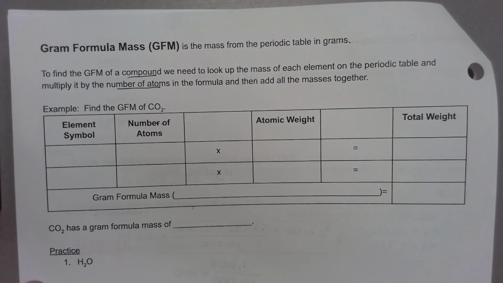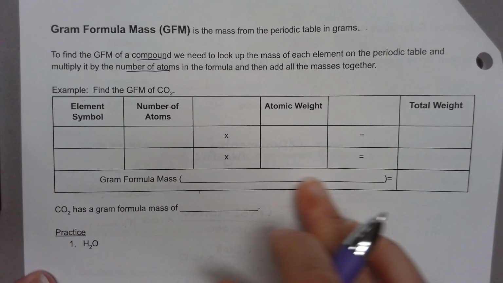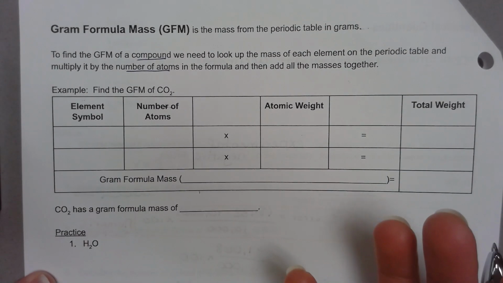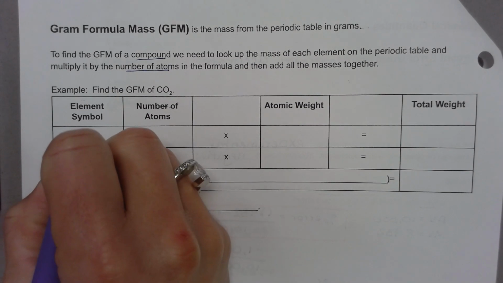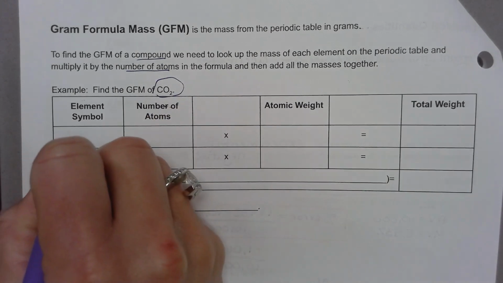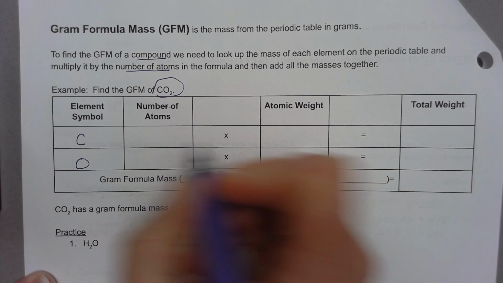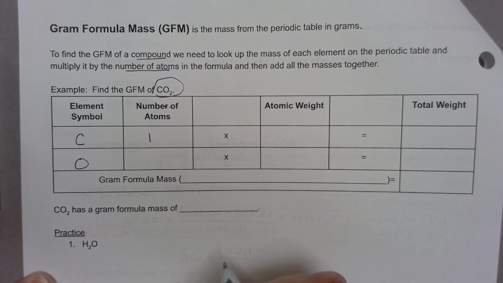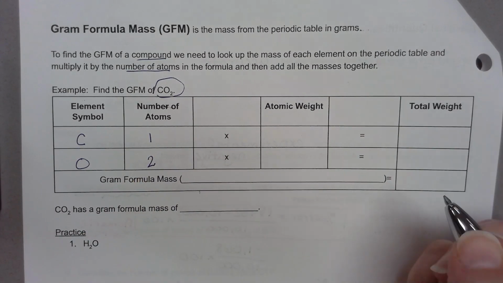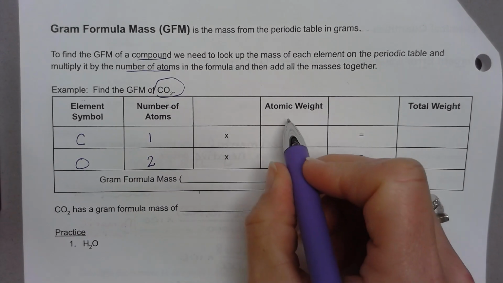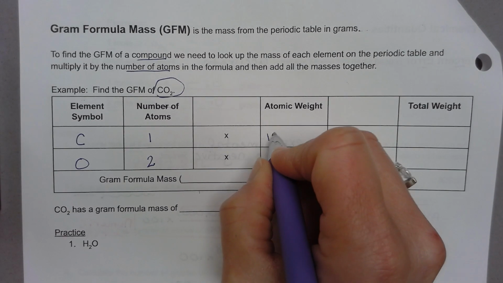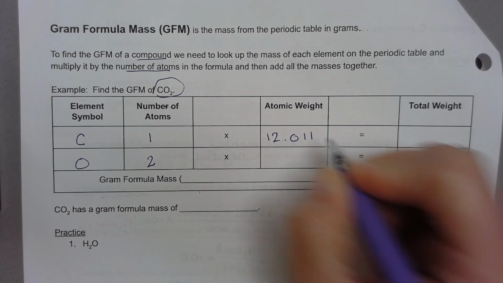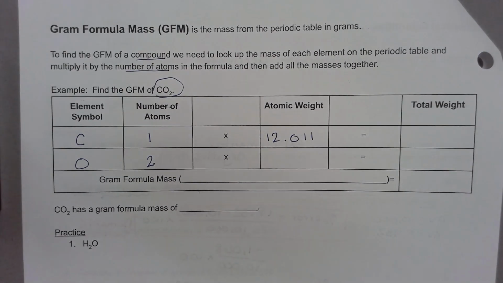Now, how this works is we're going to do an example, and I've set up a full table here for you, which I'm going to do for the first time, and then I'm going to show you a slightly more condensed way. We first write down our element symbols, and here's what we're looking at. So we've got carbon and oxygen. Now, carbons, we've got 1 carbon, and we've got 2 oxygens. When we look up on the periodic table, we can find our atomic masses, and we're not rounding, 12.011. Now, when we do GFM, we don't round unless it specifically says to round.